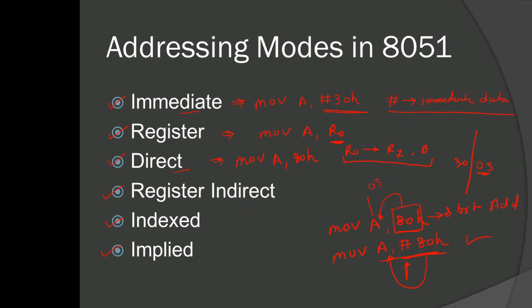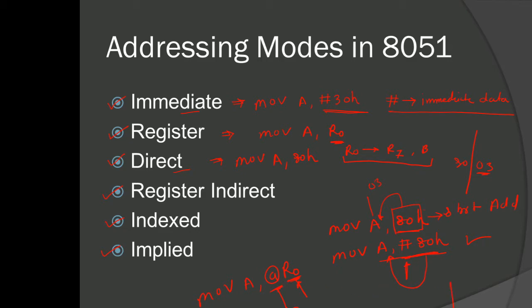Now the next addressing mode is register indirect addressing mode. Let me show you the instruction first. For example, MOV A, @R0. Now here in this instruction, the symbol @ indicates indirect addressing mode. That means the value contained by R0 will represent the address of a data.